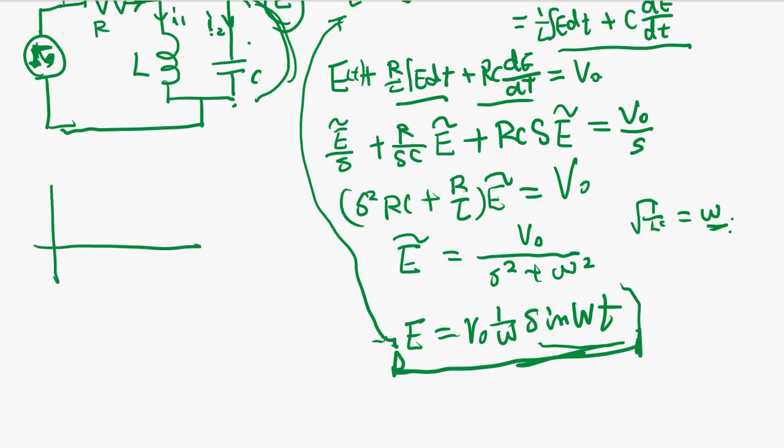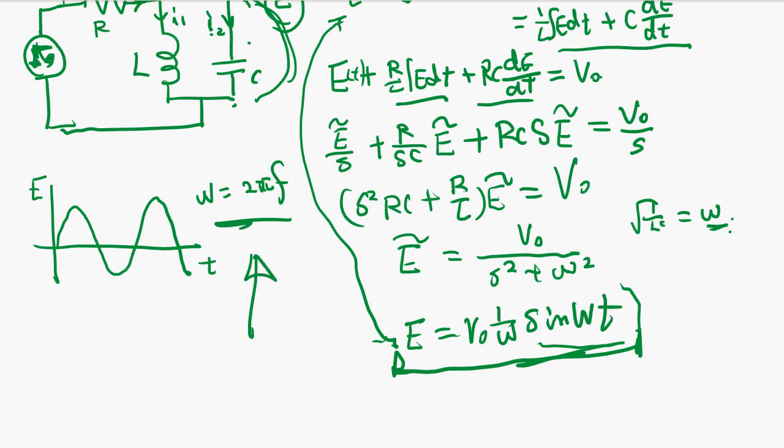So when you apply the step function, it should oscillate. So it's going to oscillate at the frequency of omega, which is 2 pi f. Okay, we should be able to demonstrate this. So we'll do that in the hands-on electronics.